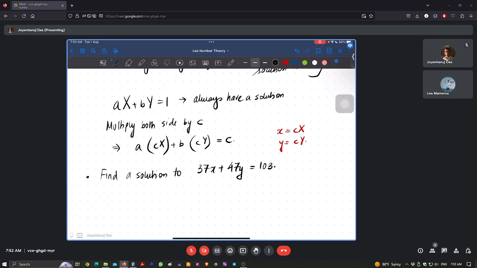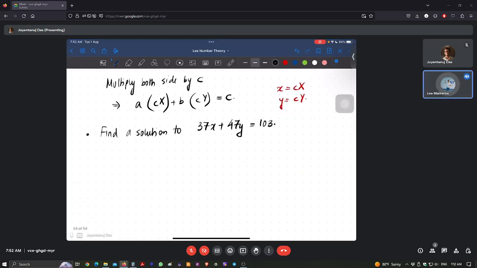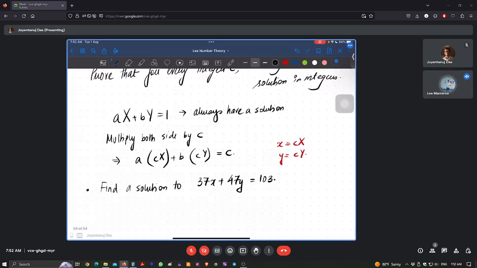Yes. So they are telling us to try to make x and y as small as possible. But when you multiply both sides by c, how do you know where the solution is, or how to get to a solution?